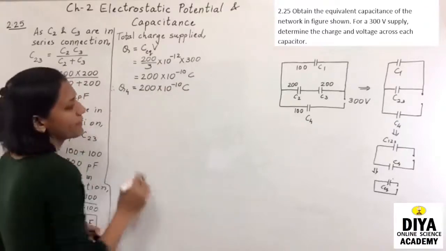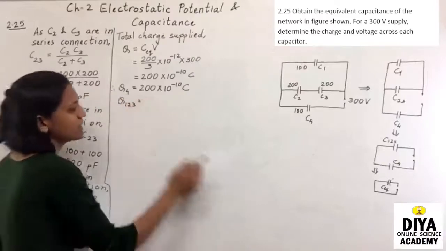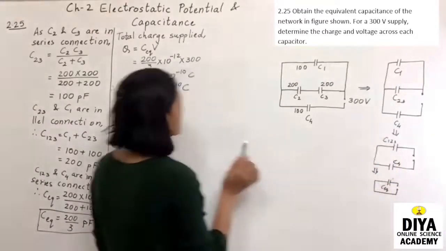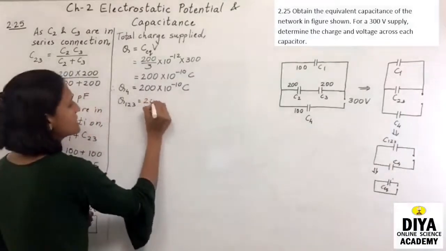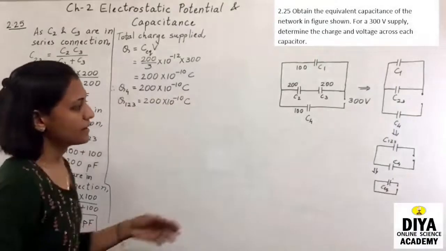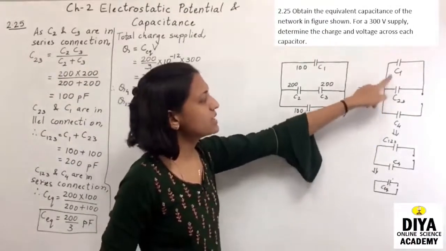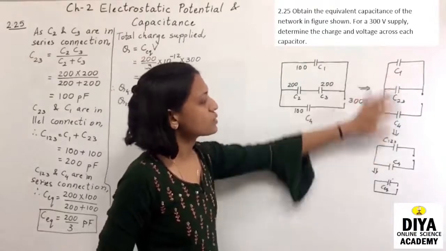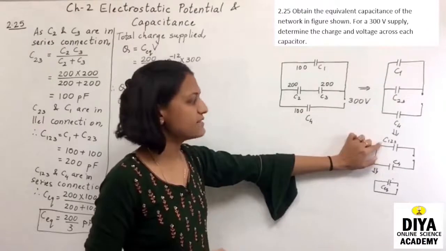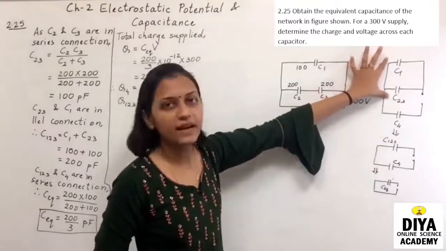Now C123, that means Q123, is also in series. So C123 will also get the charge as 200 into 10 raised to minus 10 Coulomb. Now C123 is further made up of C23 and C1. So whatever charge is drawn by C123, that is actually the total charge of C1 and C23.